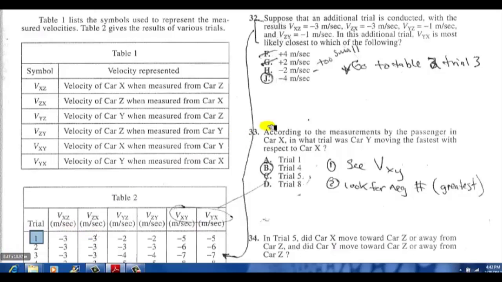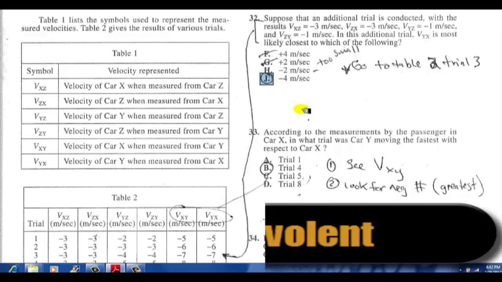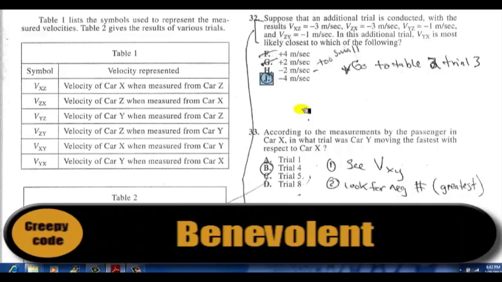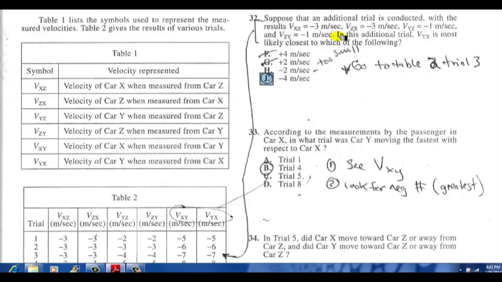Remember, the information they gave us was -3, -3, -1, and so you see that we would have a -1 as well. We would go 1 more than a -5, 1 less than -5. It would be indeed the closest. -4, answer choice J for problem 32. Take information from here, new information, plug it in, and try and guesstimate your answer based upon what you see. 32 is J.